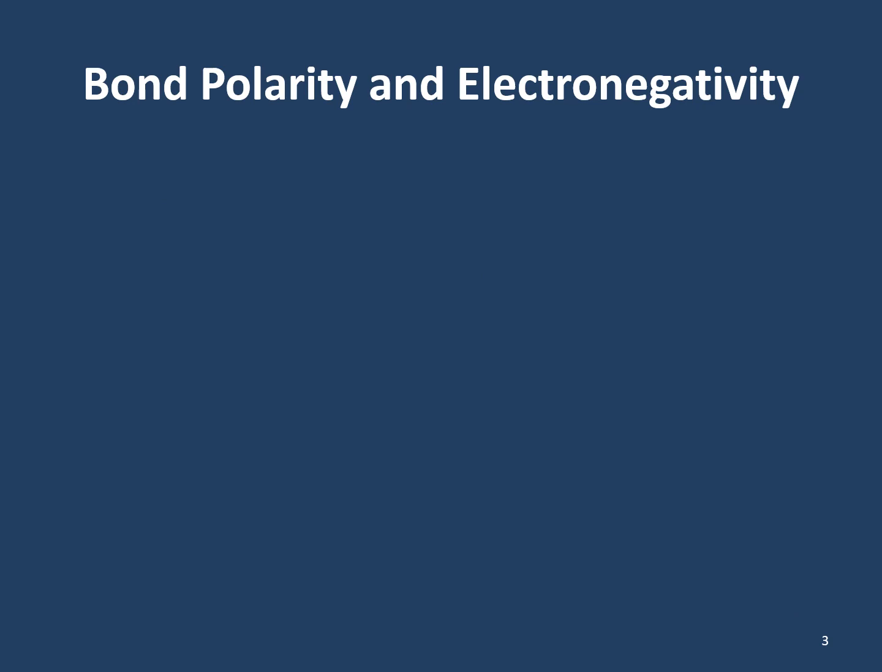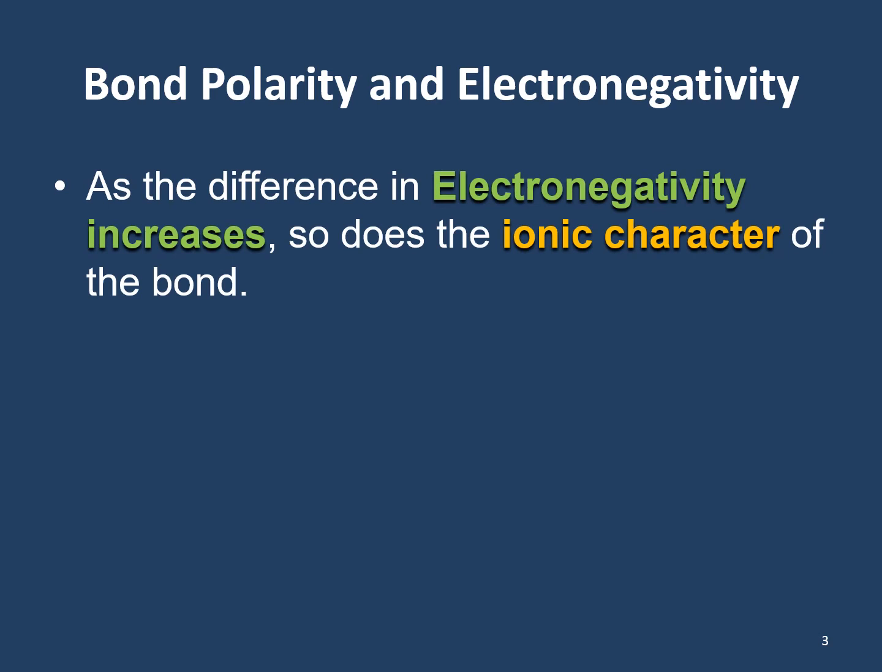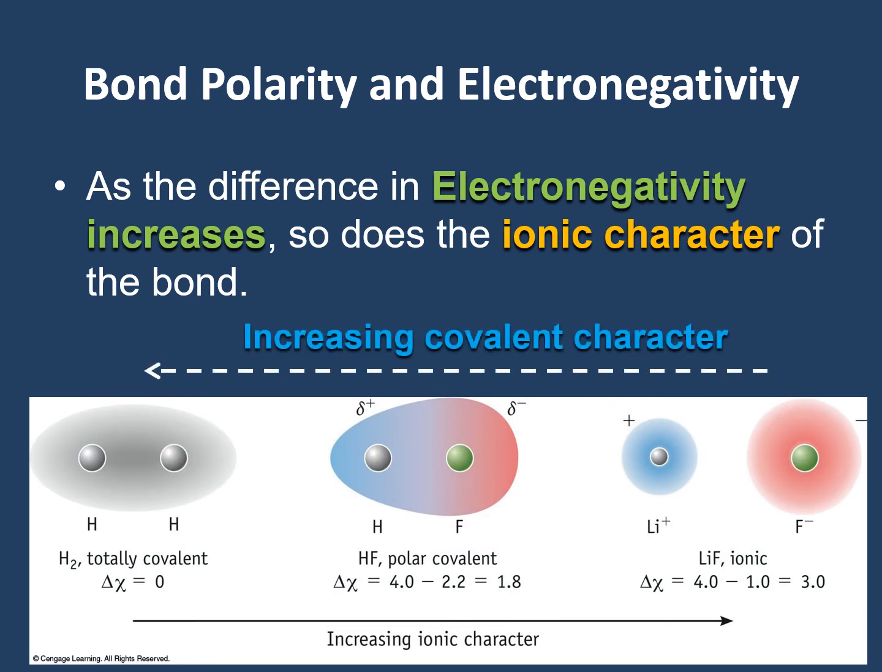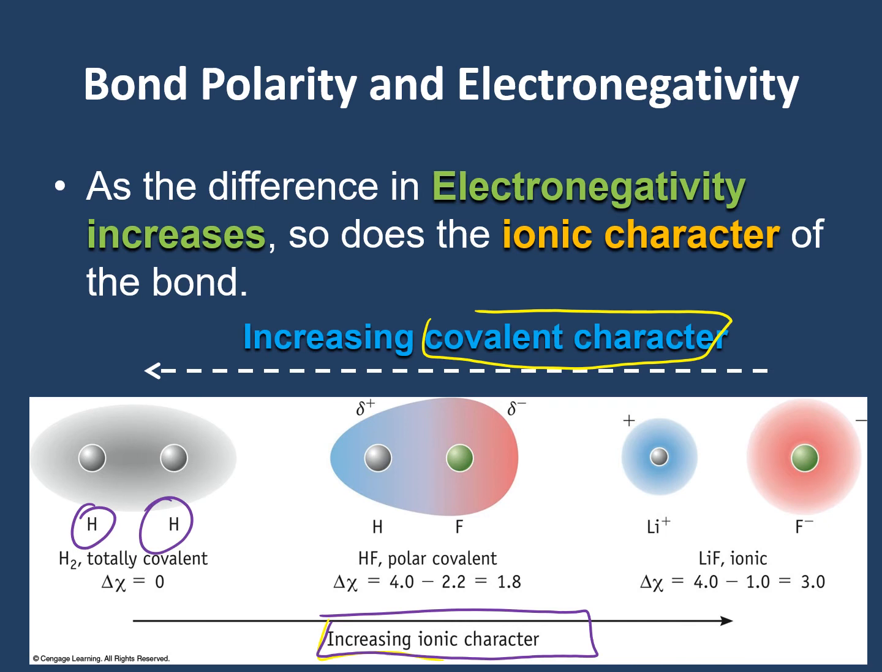So if we look at some bond polarities and their electronegativities, as the difference in electronegativity increases, so does the ionic character of the bond. In other words, as we go from a big difference to a small difference, we see increasing covalent character. And as we do the opposite, we see increasing ionic character. So in an H2 molecule, these two atoms have exactly equal electronegativities. So when we subtract them from each other, we get a difference of 0.